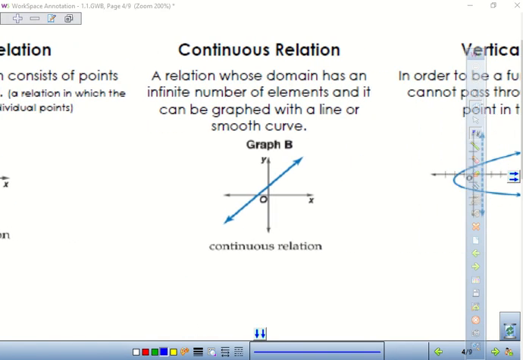Now if we look at continuous, a continuous relation is a relation whose domain has an infinite number of elements and it can be graphed with a line or a smooth curve. So in this case right here, if I were to put my finger down at one end and then drag my finger across, I wouldn't have to lift my finger to get to the other side, right? This is continuous, all right? And there are continuous relations and functions, okay? This one happens to be a linear function.